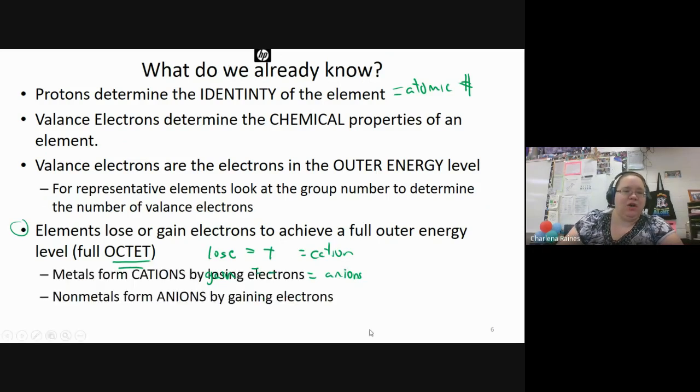Now, my nonmetals always gain electrons, and my metals always lose electrons. Notice that we're not talking about metalloids because they can actually do either, depending on the situation.